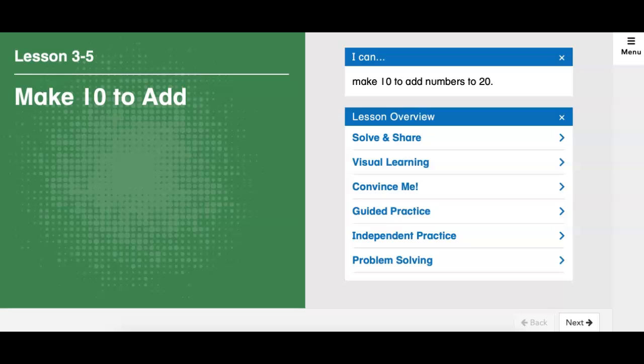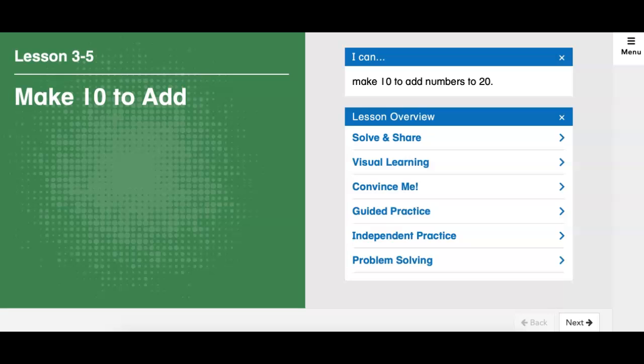Good afternoon, class. Today we are going to be starting a new math lesson. Today we are beginning Topic 3, Lesson 5. Our learning intention today is I can make 10 to add numbers to 20.